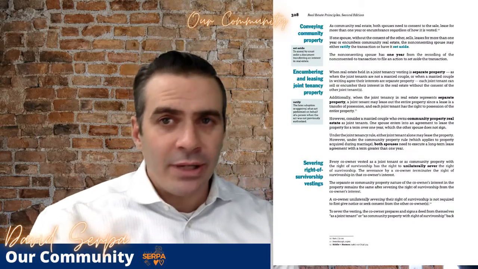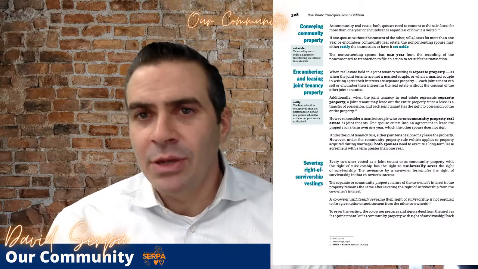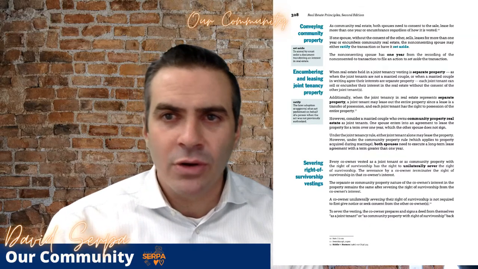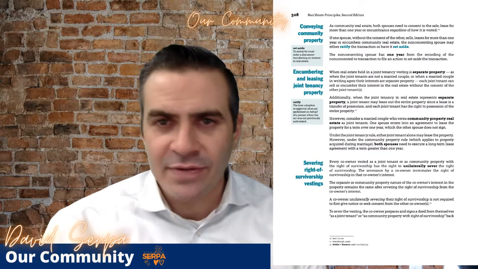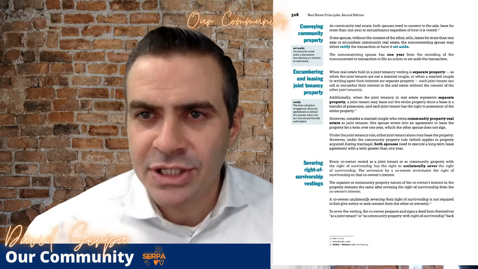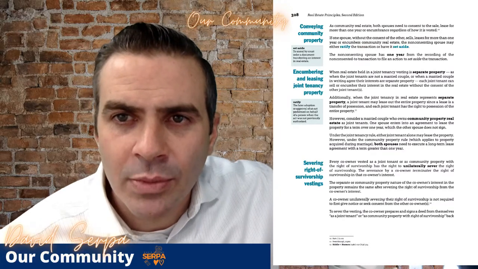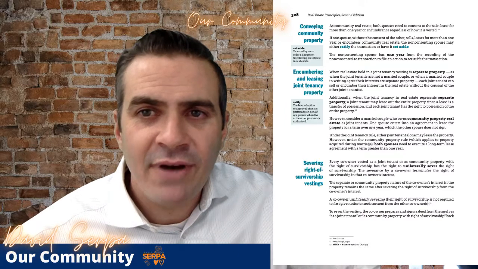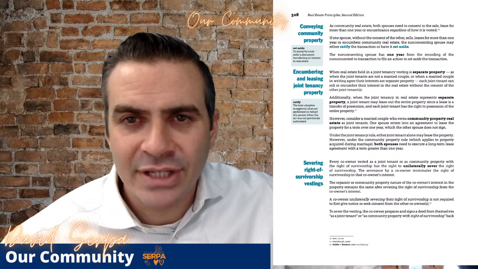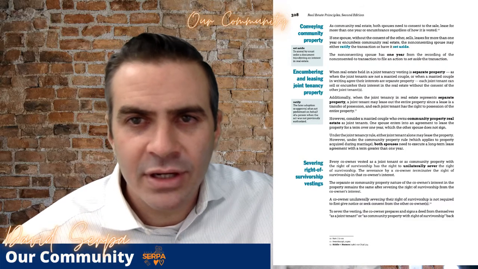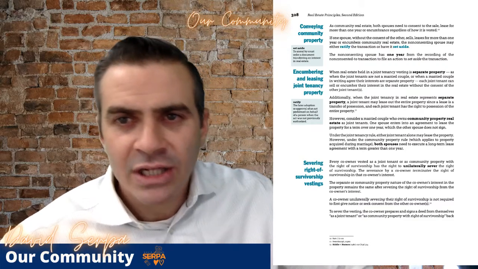Conveying community property. As community real estate, both spouses need to consent to the sale, or lease for more than 1 year, or encumbrance, regardless of how it is vested. If one spouse, without the consent of the other, sells or leases for more than 1 year or encumbers community real estate, the non-consenting spouse may either ratify the transaction or have it set aside. The non-consenting spouse has 1 year from the recording of the non-consented transaction to file an action to set aside the transaction.